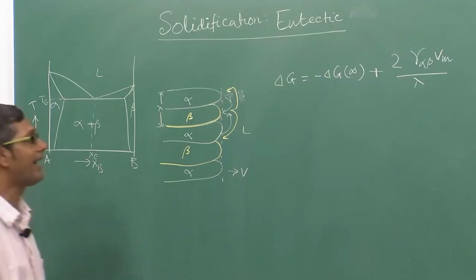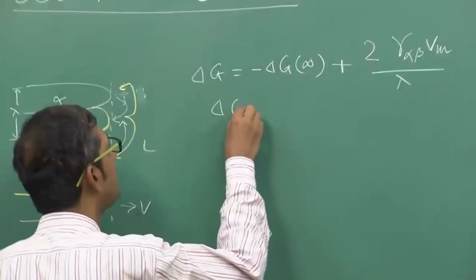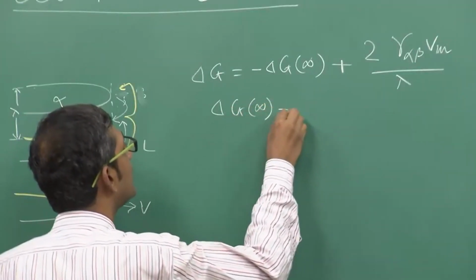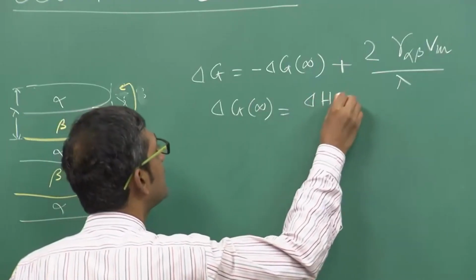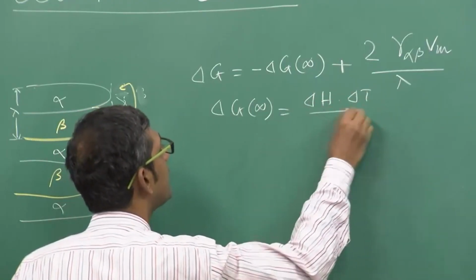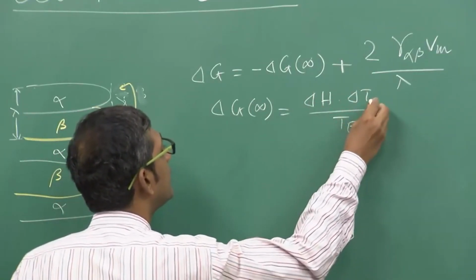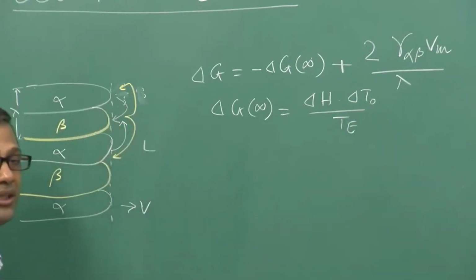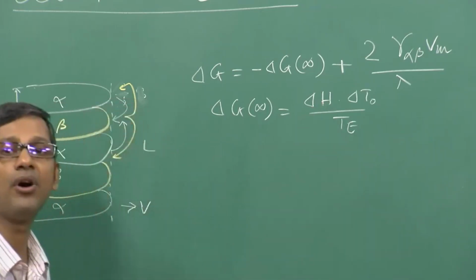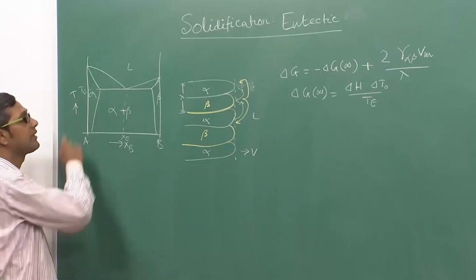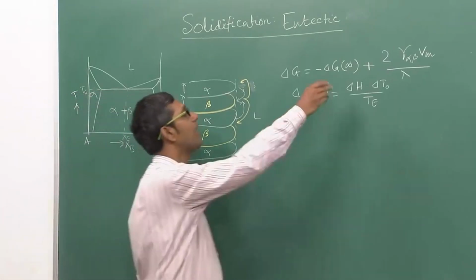So now we know that delta G infinity is nothing but delta H into delta T divided by TE. Okay, it is better to write it as delta T0 because that is the undercooling required for the growth. So delta H is the latent heat evolved and TE is the eutectic temperature. Now we can plug in this equation.